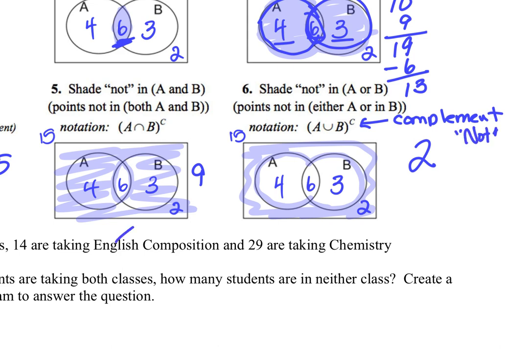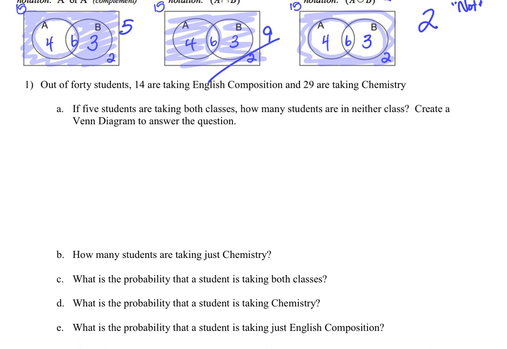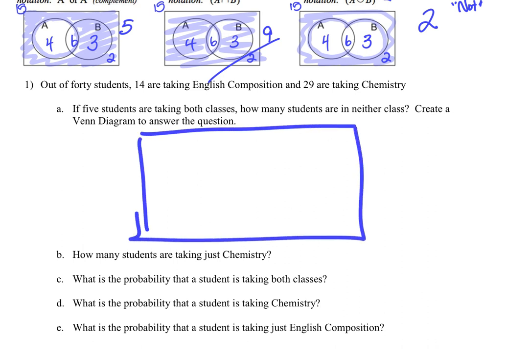All right, so now some actual examples of creating our own Venn diagrams. We usually draw a box, and the total number of people. So out of 40 students, that's our total number of people. 14 are taking English composition and 29 are taking chemistry.